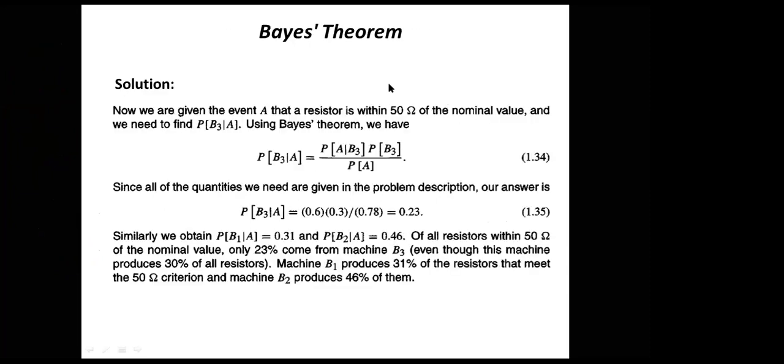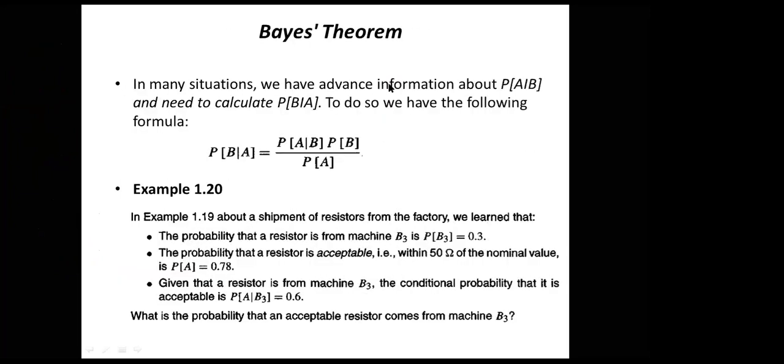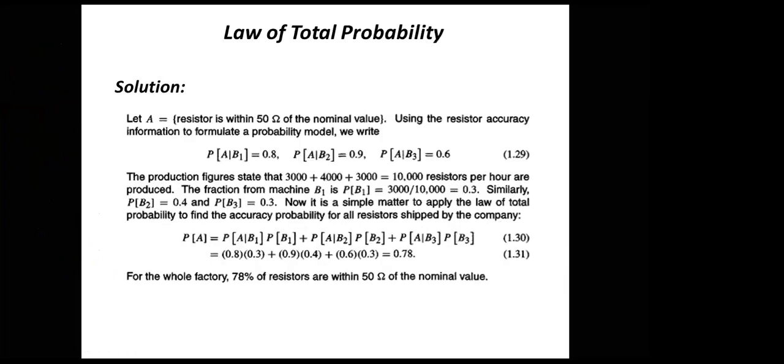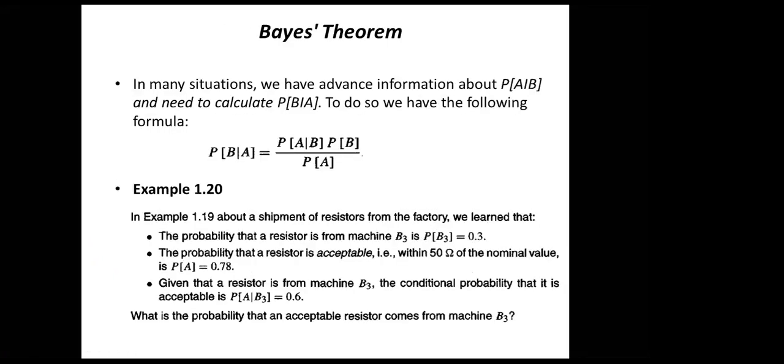Okay. Now let's go for the Bayes theorem. What is the Bayes theorem? Bayes theorem says that in many situations, we have advance information about P(A|B), and we need to find out the opposite thing, that is P(B|A).